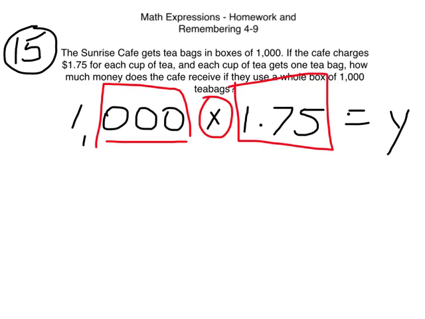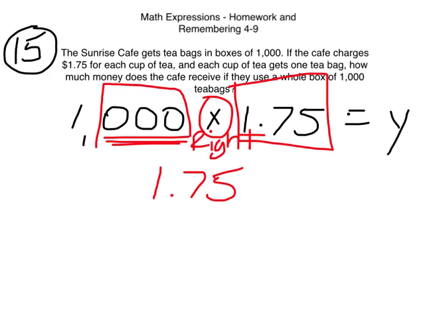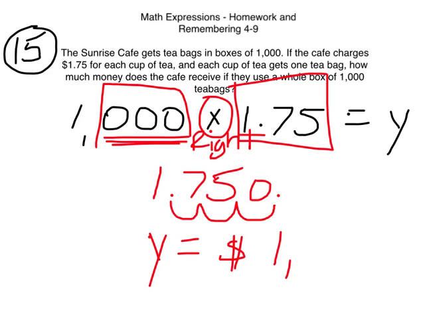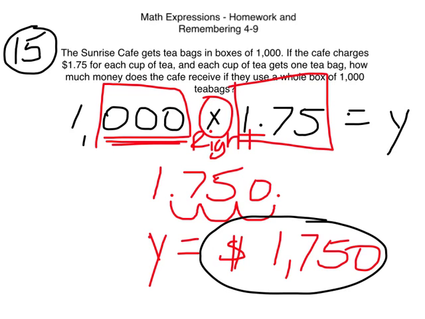So thinking of this now as $1.75, and we're multiplying it by 1,000, which has 3 zeros, we're going to move the decimal to the right, because in multiplication the number is going to get bigger. We move the decimal to the right 3 times because that's how many zeros are in 1,000. So y equals, or our answer equals, $1,750. And that's how much money they will receive for the tea bags.